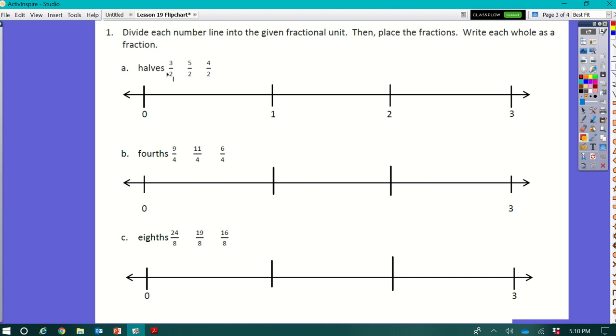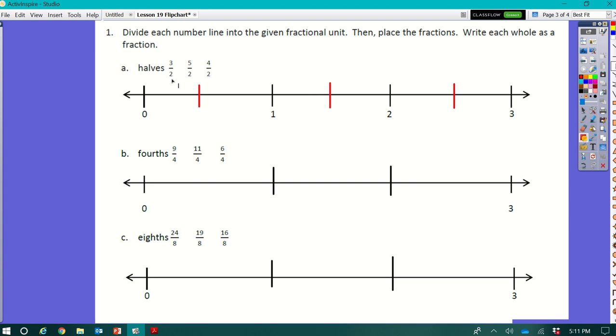So I'm going to take my number line and I'm going to divide each whole into halves. So from 0 to 1, I'm going to draw a line right in the middle, and that's going to divide that whole number in half. Then from 1 to 2, I'm going to divide that whole number in half. And then from 2 to 3, I'm going to divide that whole number in half. So now I've divided my number line into halves.